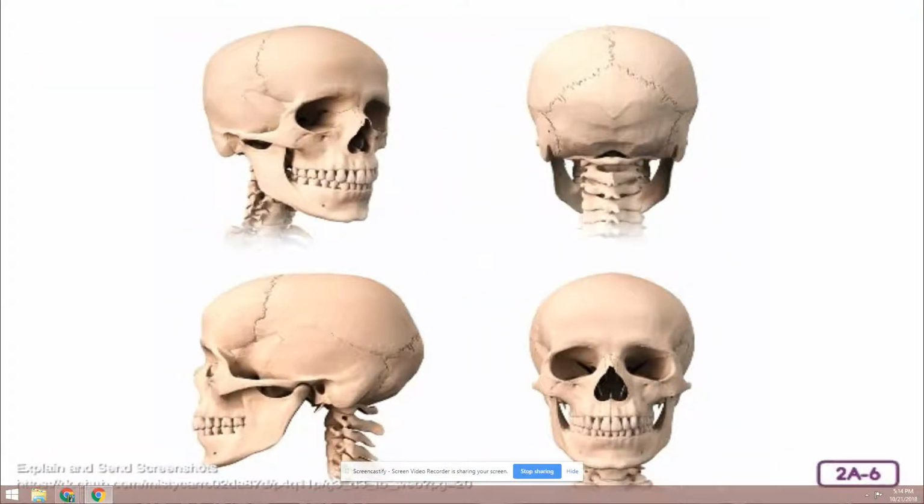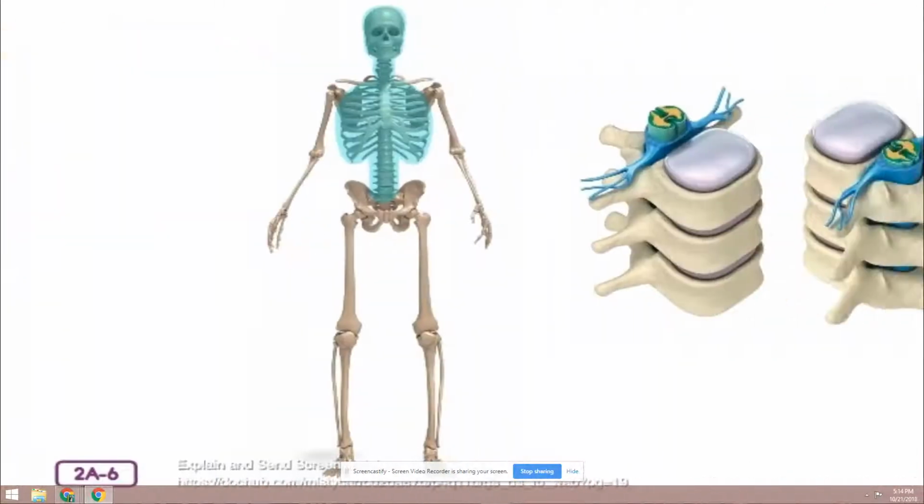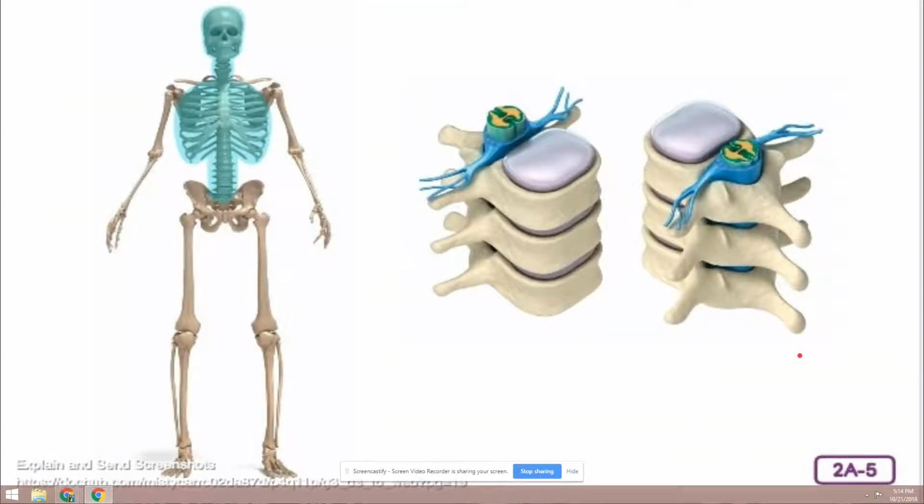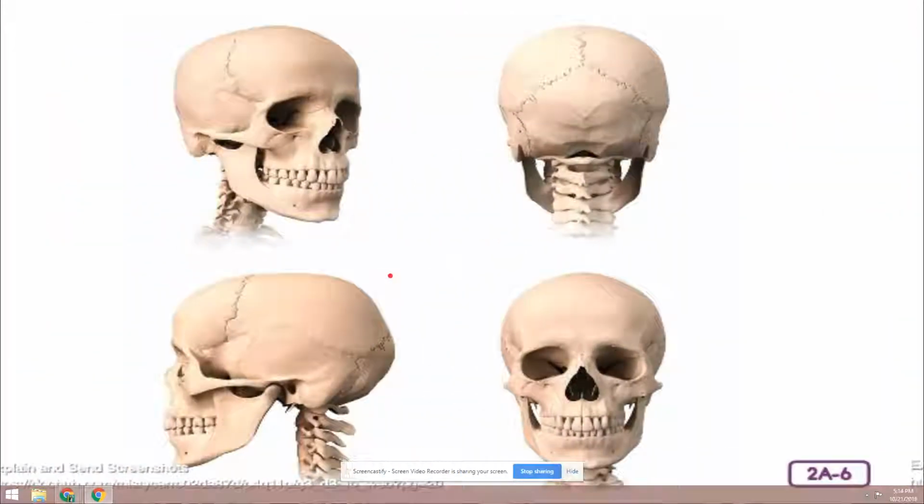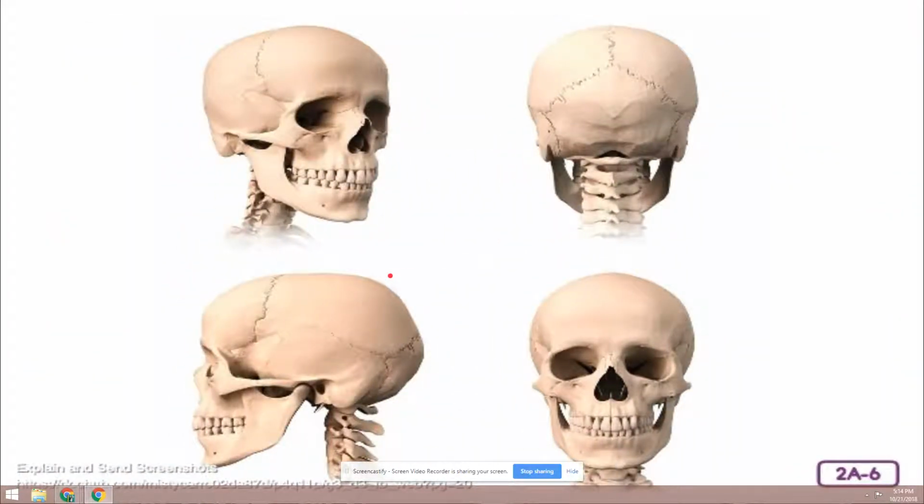We've already heard about the fabulous tailbone at the lower end of your spine. So I'm going to back up. You can't really see, this tailbone is hidden back here. So we've already heard about the fabulous tailbone at the end of your spine. At the other end, the spine follows up to your head.